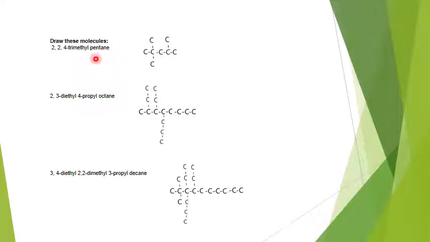Okay, so now what we have is names, and we'll go to structure. So this is 2,2,4 trimethyl, 1, 2, 3, 4, 5 pentane. And it comes off number 2, 2, and 4. Next one is 2,3 diethyl 4 propyl octane. So 1, 2, 3, 4, 5, 6, 7, 8. 2 ethyls coming off of 2 and 3. And number 4, the propyl. Okay, so this is the structure you get.